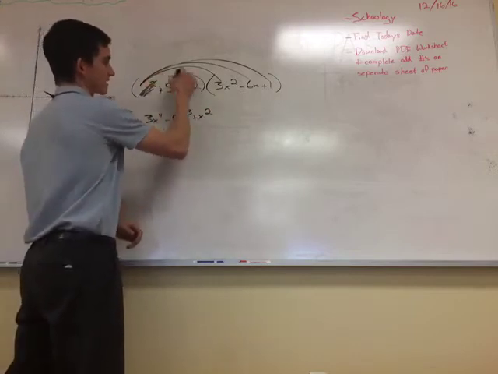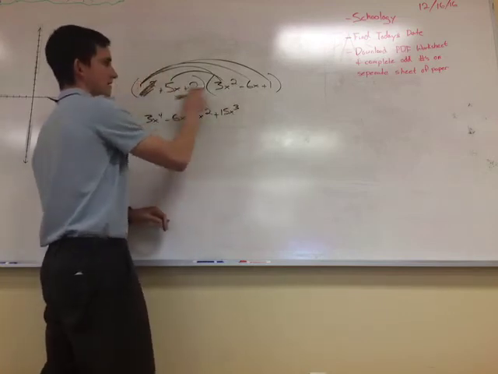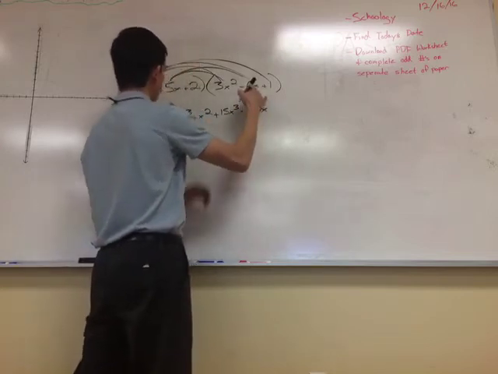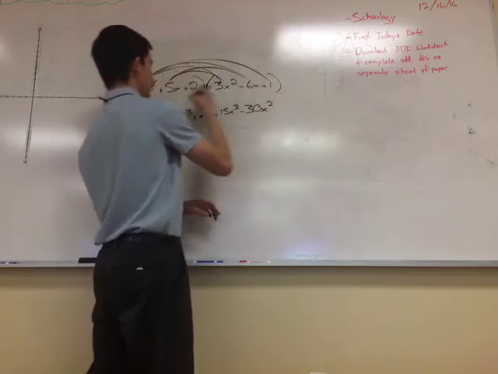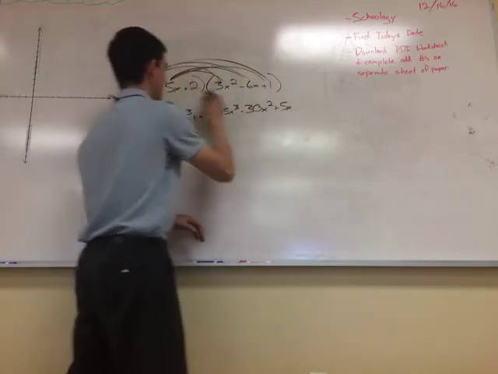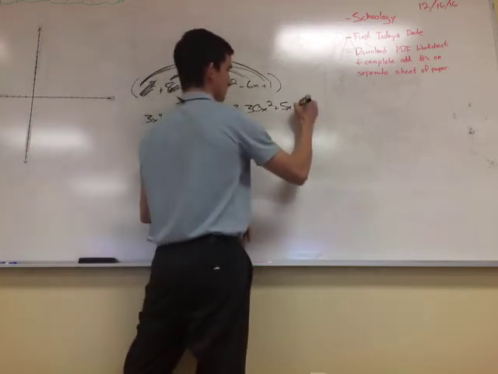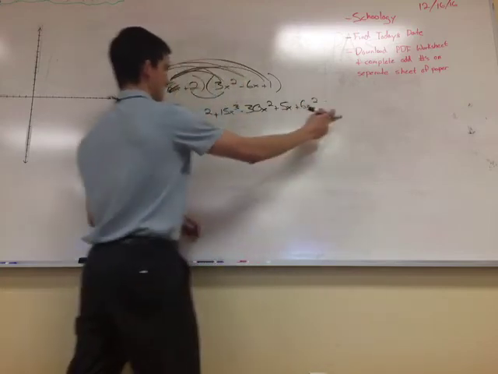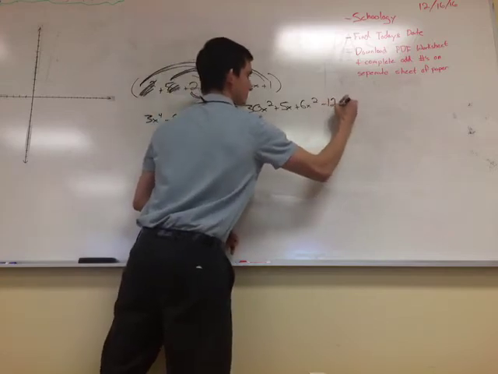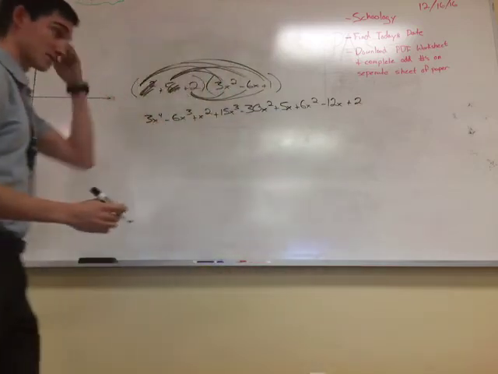Next one, 5x times 3x squared is going to be plus 15x cubed. 5x times negative 6x is negative 30x squared, I think. Yeah, x times x. 5x times 1 is going to be plus 5x. Okay, I'm done using this. 2 times 3x squared is going to be 6x squared. And you can see how long this is getting. 2 times negative 6x is negative 12x. 2 times 1 is 2. So it's not difficult, it's just a long process.